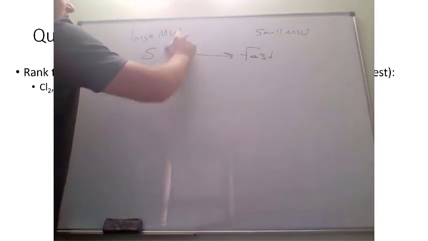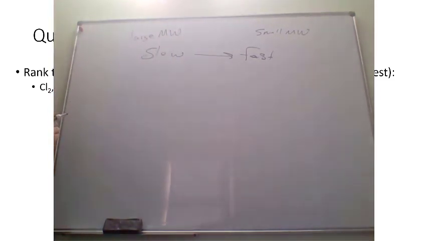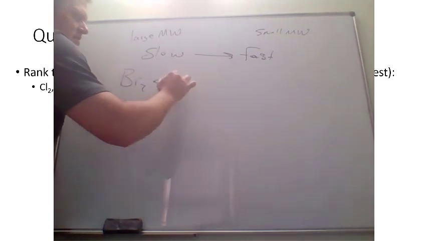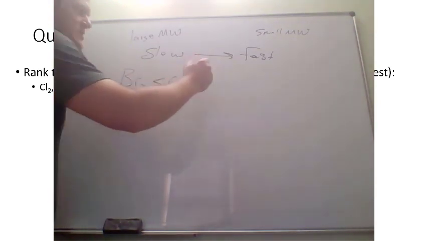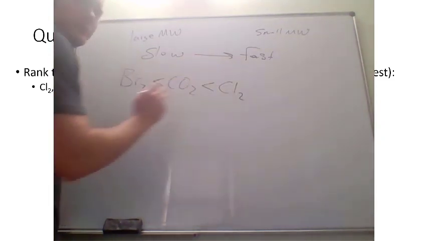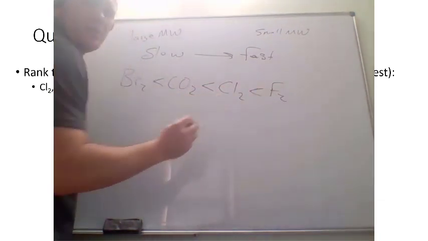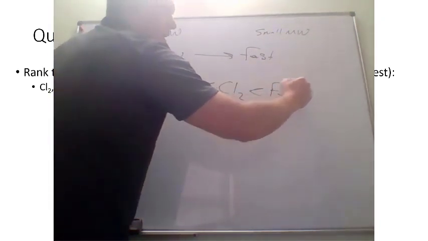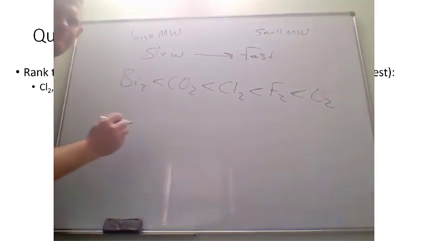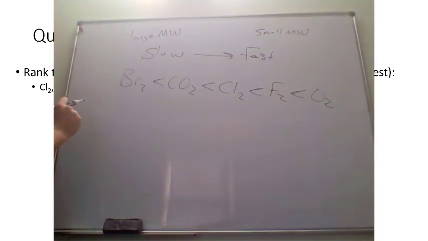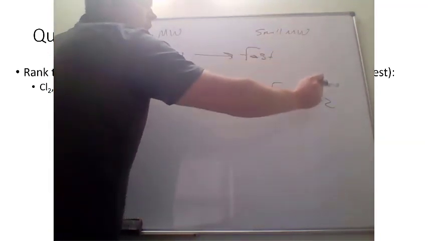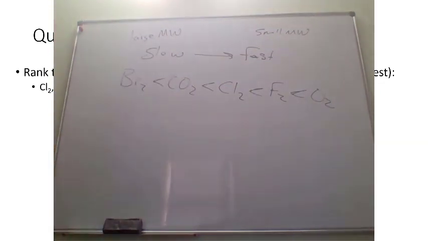Oh, so I spelled slow wrong, sorry. Slow to fast. Okay, so our largest molecular weight here is Br2, followed by CO2, which is then followed by Cl2, followed by F2, followed by O2 being the fastest. Okay, so we go from our largest molecular weight to our smallest molecular weight.